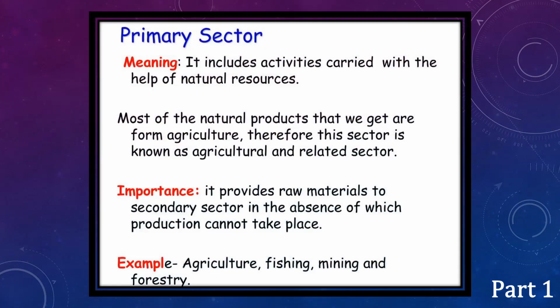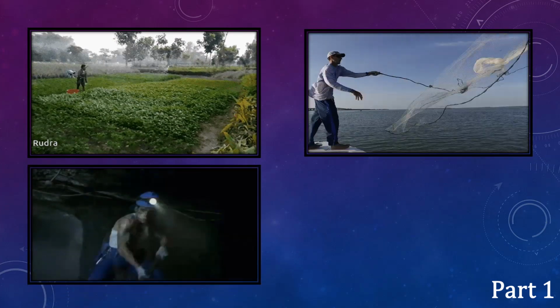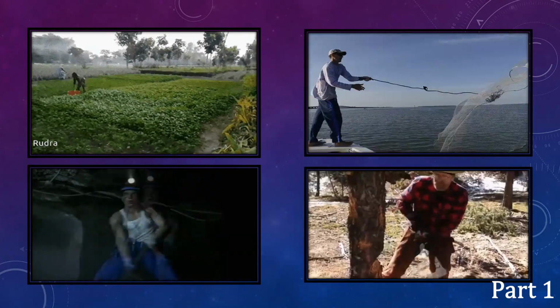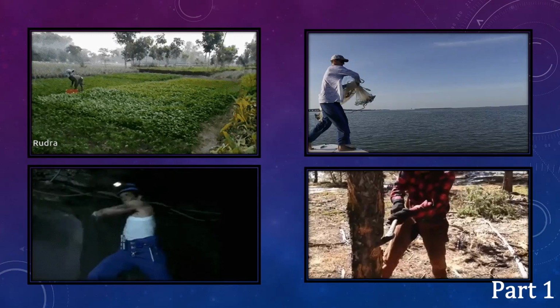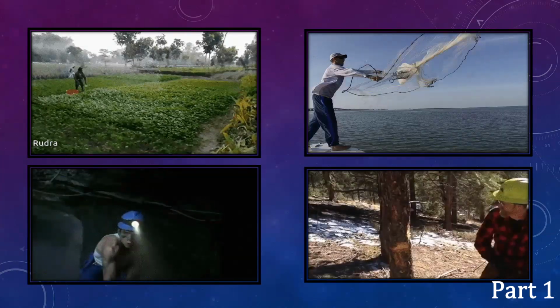Primary sector. The activities in which goods are produced using natural resources are covered in primary sector. Example, cultivation of cotton, milk production in dairy, minerals and ores, etc. Since most of the natural products are obtained from agriculture, dairy, fishing, forestry, etc., it is also called agriculture and related sector. It is called primary sector because it forms the base for all other products that are made subsequently.